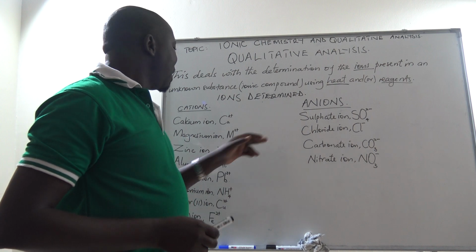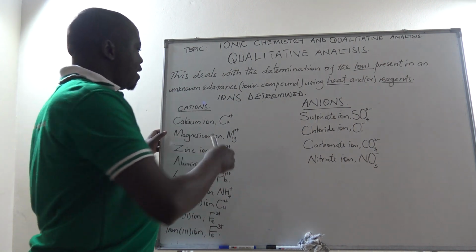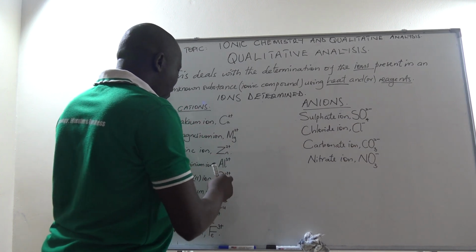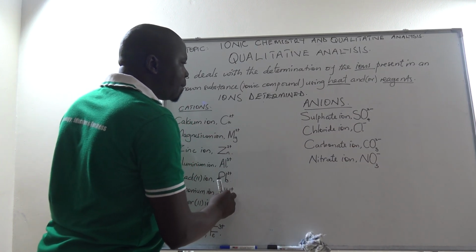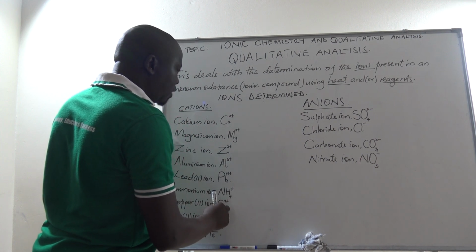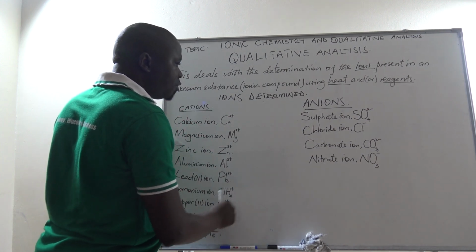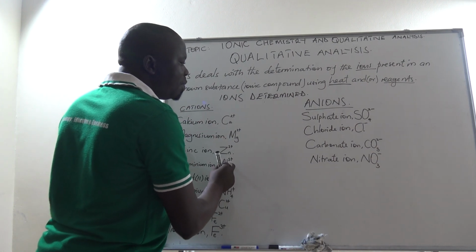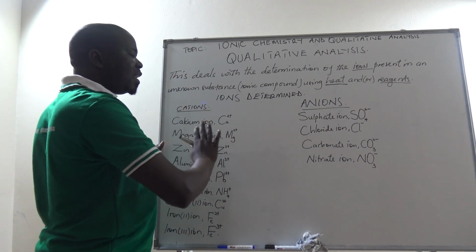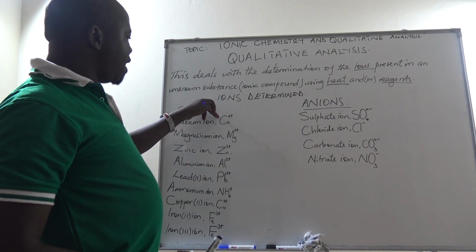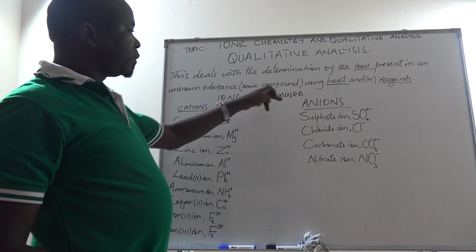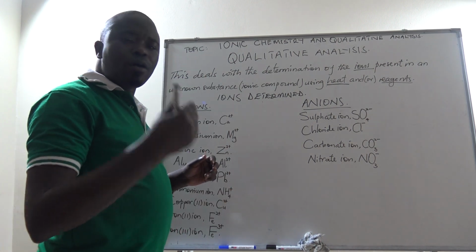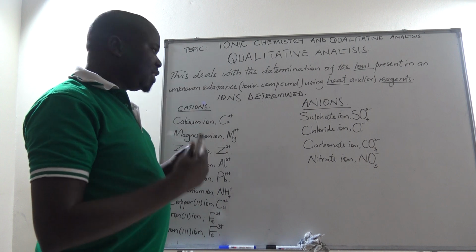We determine them. That means that I may be given calcium chloride or magnesium sulfate or zinc carbonate or lead 2 nitrate or ammonium sulfate or copper 2 chloride or iron 2 carbonate or iron 3 sulfate. I can be given, say, aluminum chloride. I can be given any compound whereby we have any one of these cations here and any one of these anions here. So I can be given such an ionic compound, or I can even be given a mixture of the ionic compounds.